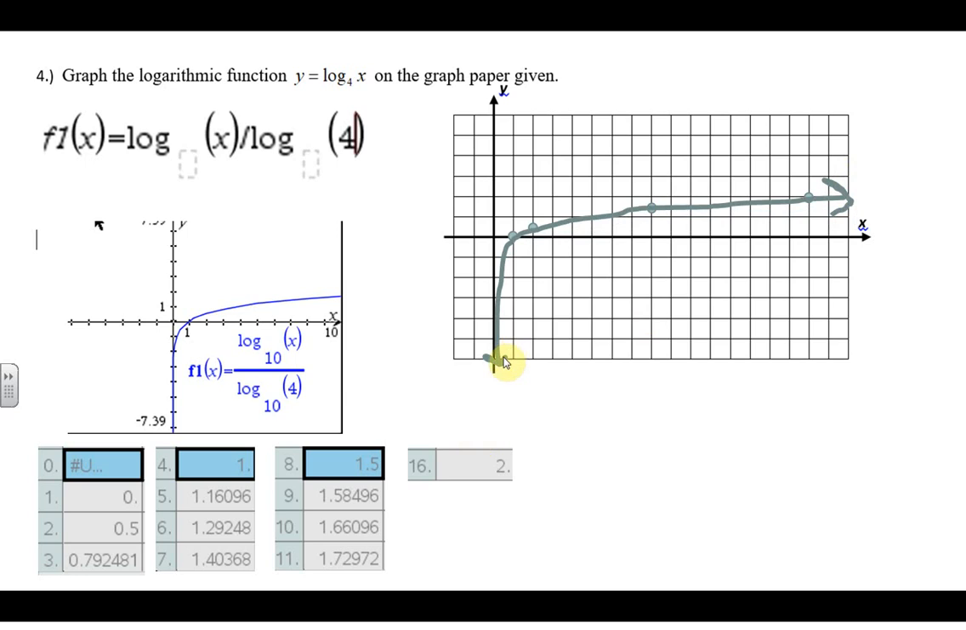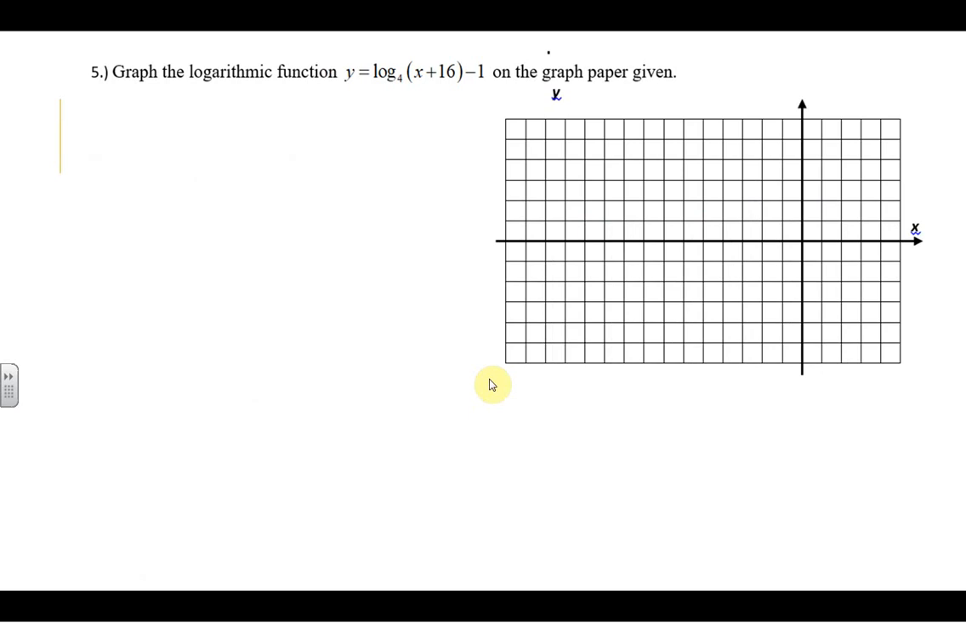Make sure your arrows go down forever. It'll never cross that y-axis. It's called an asymptote. We won't tell you about that until pre-calculus. They are lines that you approach but you never touch.